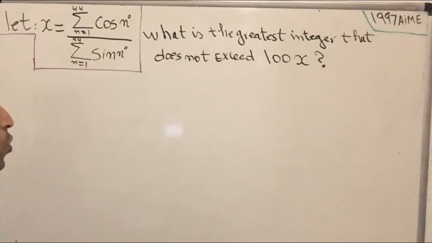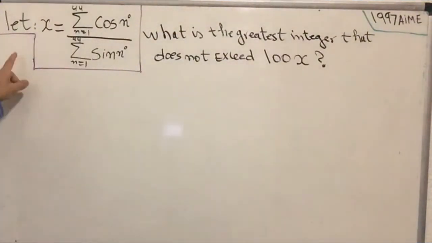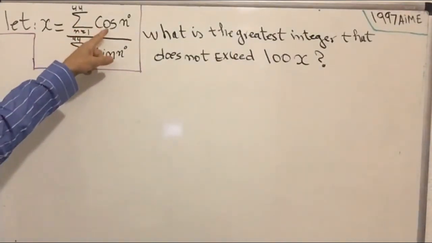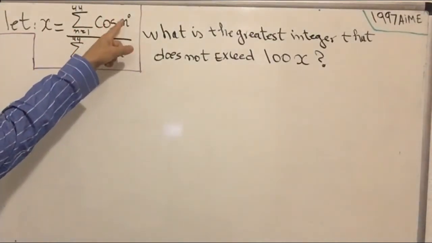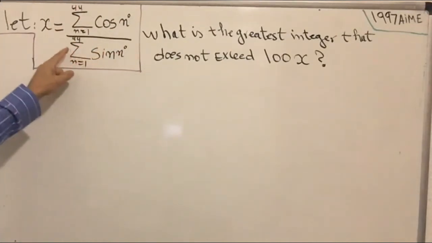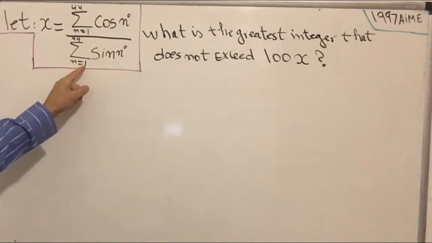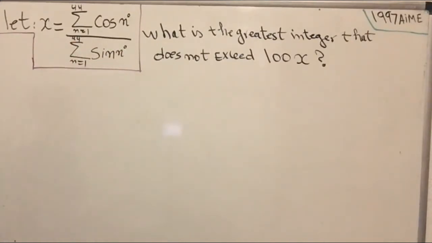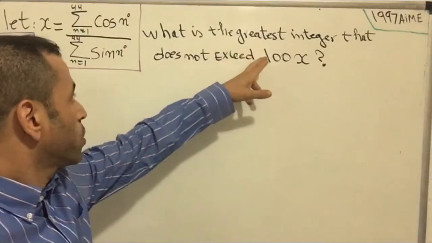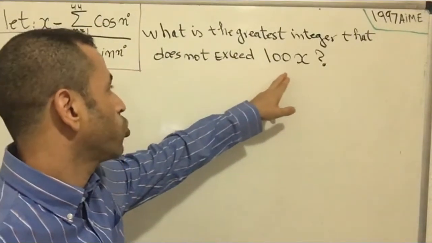In today's video I'm going to do this problem. The question: let x equal the sum of cosine n degrees, n going from 1 to 44, over the sum of sine n degrees, n going from 1 to 44. What is the greatest integer that does not exceed 100x?